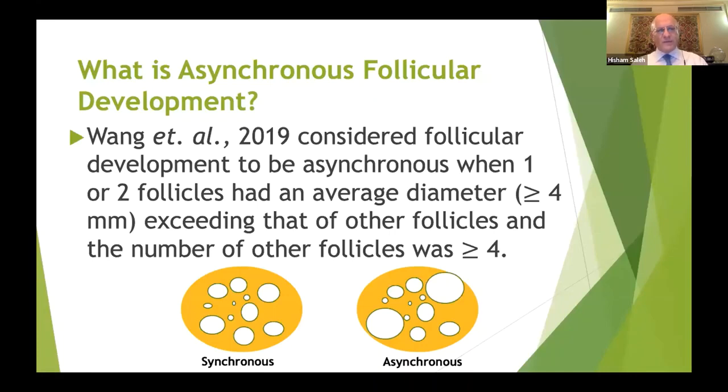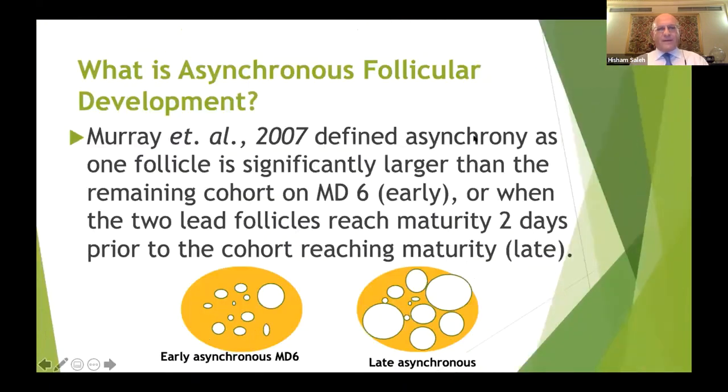So when the difference between the stage of development of the leading follicles, the larger follicles, and the smaller cohort is more than 2 days, this is asynchrony. Murray et al. defined asynchrony as one follicle being significantly larger than the remaining cohort on menstrual day 6, which is a way to know asynchrony early in the follicular phase, or when 2 lead follicles reach maturity 2 days prior to the cohort reaching maturity. That's to say 2 days is equivalent to 3-4 millimeters difference, as we said before.